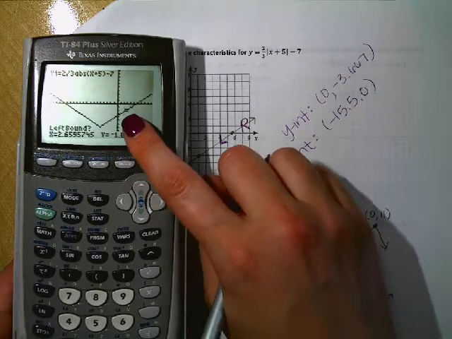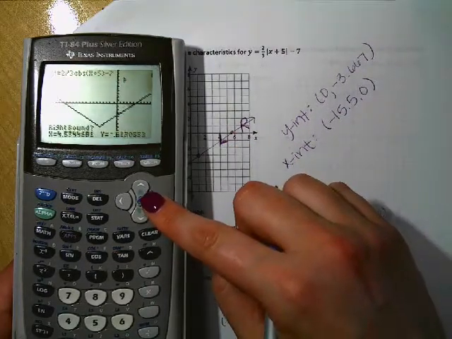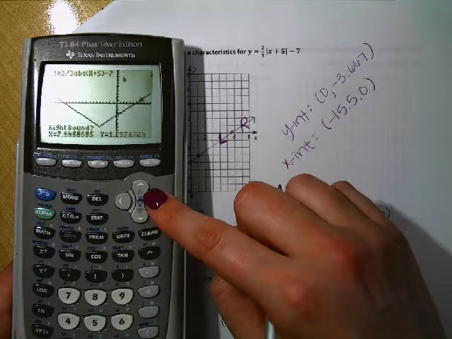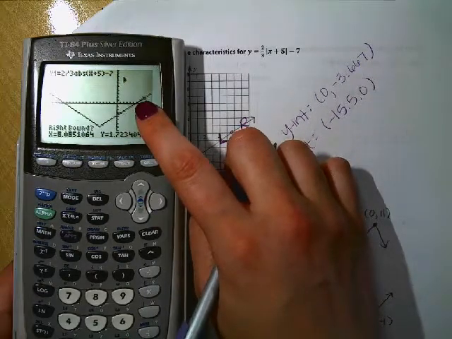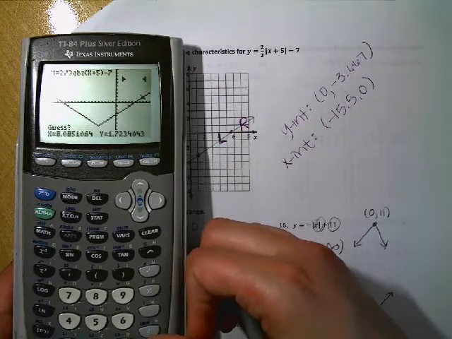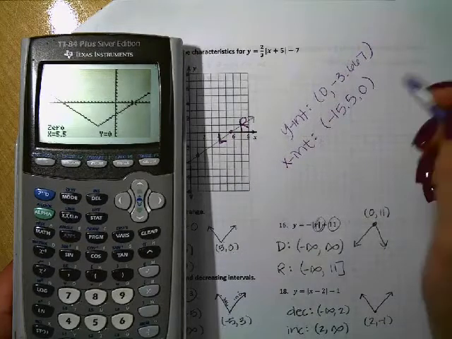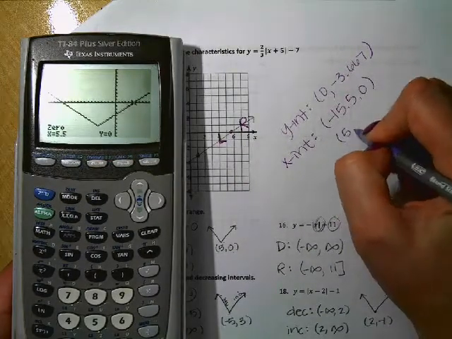Okay, so there's my left bound. And then I'll go ahead and go over. And then my right bound can be over here. And I ignore the guess because it's always stupid, and I press enter one more time. So the other x-intercept is 5.50.